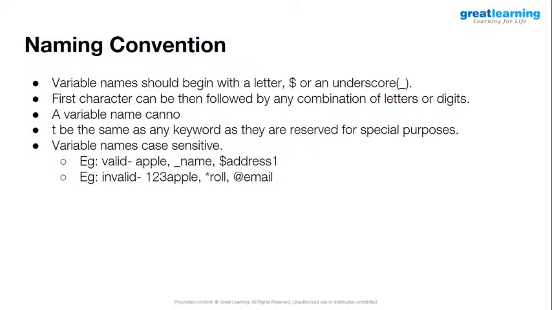So the first character can then be followed by any combination of letters and digits, right? The first character should be among these things: it can be a letter, dollar, or an underscore sign. Then you can follow with anything. You can write dollar 1 2 3, that will work, but that doesn't make any sense. The naming convention is this. You have to keep in mind that when you define a variable, you should keep it related to your program. For example, if you're using something to count, rather than keeping its name as x, you should keep it as count, so that you get a clear idea that this thing counts.